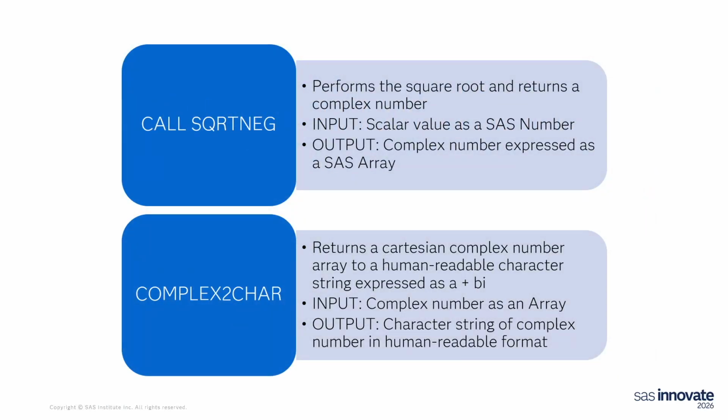So a quick summary: call, square root, and egg. We're going to perform the square root and return a complex number in the form of an array. You've got an input and the output. Complex to car is going to return a Cartesian complex number in a text string when you give it the array of a two-dimensional complex number that you've already declared.